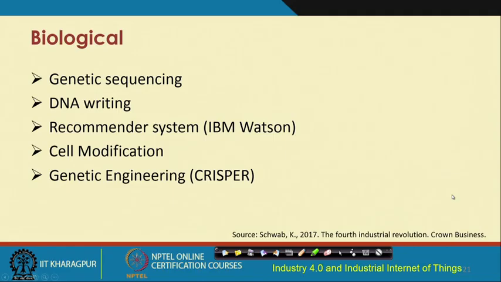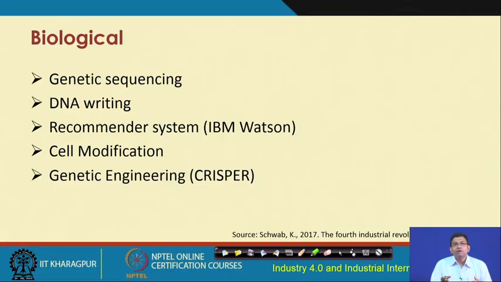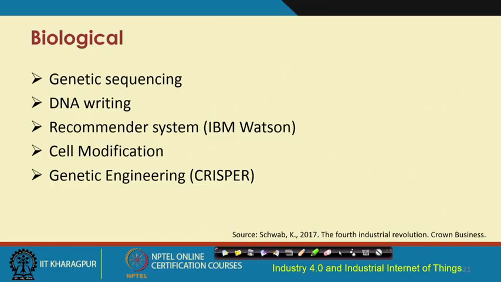Biological transformations, adoption of different technologies such as gene sequencing, DNA writing, recommender systems. So a recommender system in the physiological domain is like this: if you tell it the molecular-level composition of a human being, then what is the best precise drug that should be administered to that particular human? That recommendation can come through the use of different advanced systems that have been produced now. Cell modification is possible now, and advanced genetic engineering is a reality.